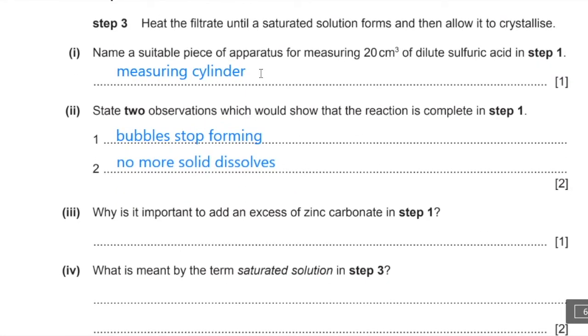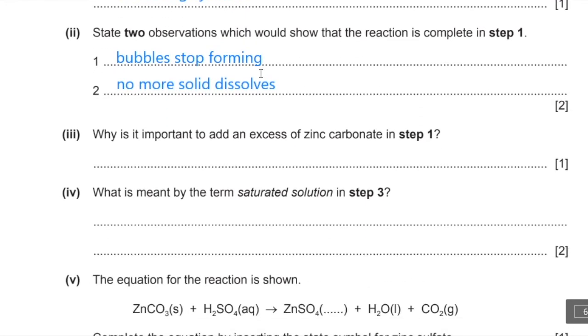3. Why is it important to add an excess of zinc carbonate in step 1? Because we don't want any of the acid to remain during the crystallization process. So we want all of the acid to react and get used up. We don't want any of the acid to remain. We want all of it to get used up with the zinc carbonate. So zinc carbonate has to be in excess.